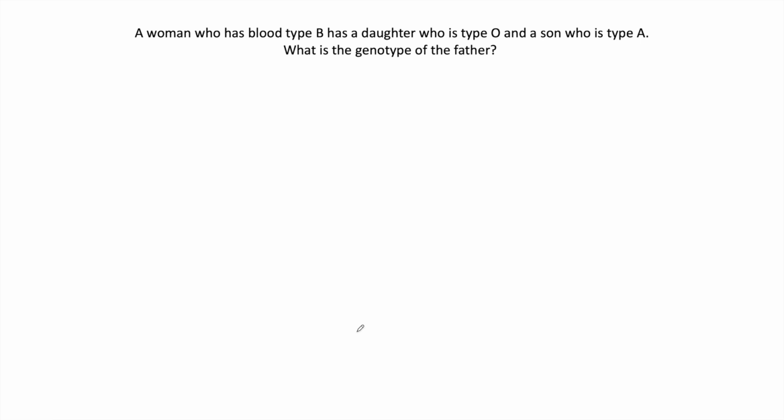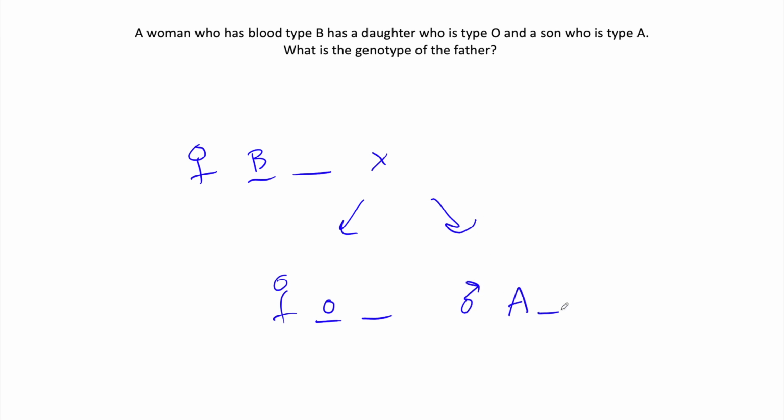A woman who is blood type B has a daughter who is type O and a son who is type A. What is the genotype of the father? Okay, so again, as always, I draw it out to help me understand it. There's a woman who is blood type B, and she has a daughter who is blood type O. She also has a son who is blood type A. And we want to know what is the possible genotype of the father.